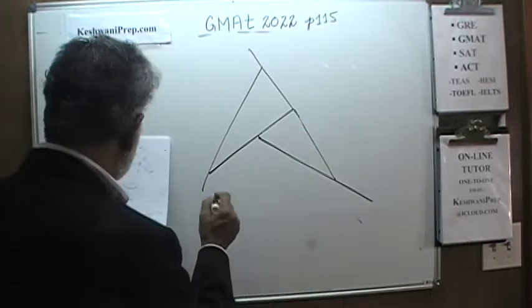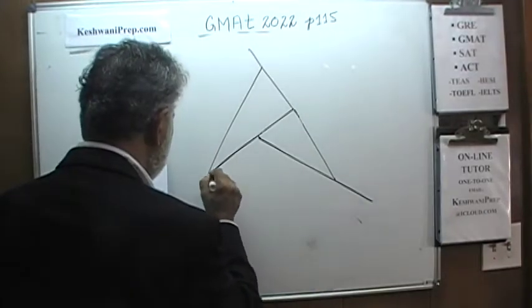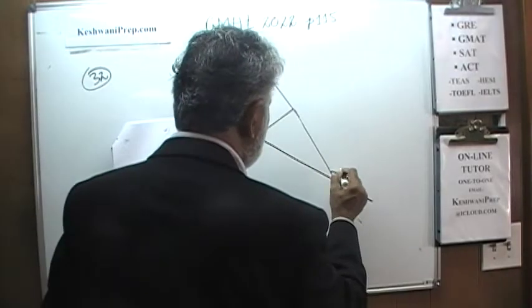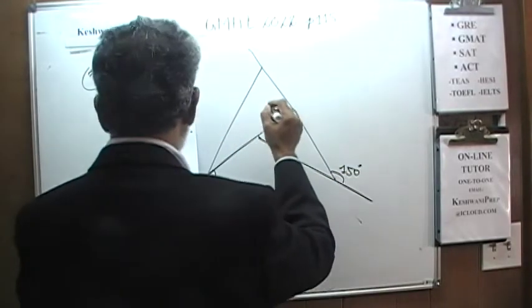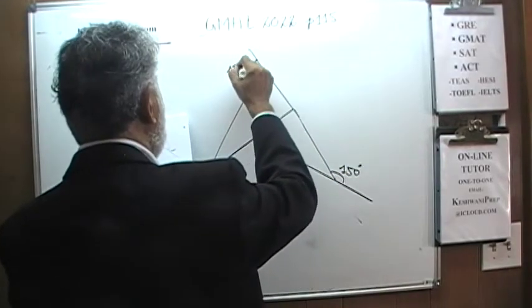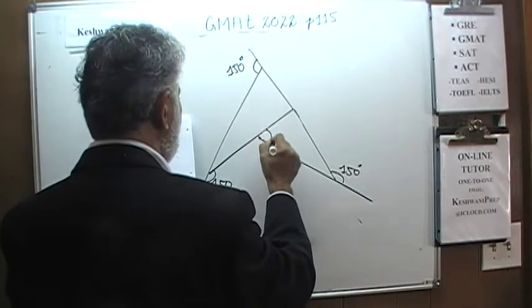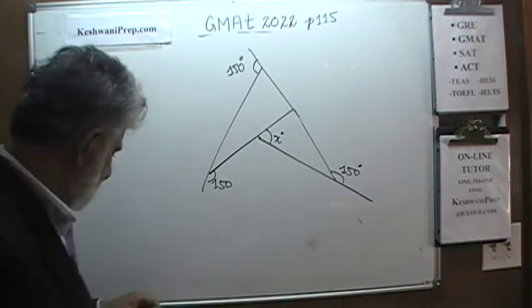We are told that this angle is 150. This angle right here is 150. We are told that this angle is 150. And what we want to find out is this angle right here, X. Let's find out, shall we?